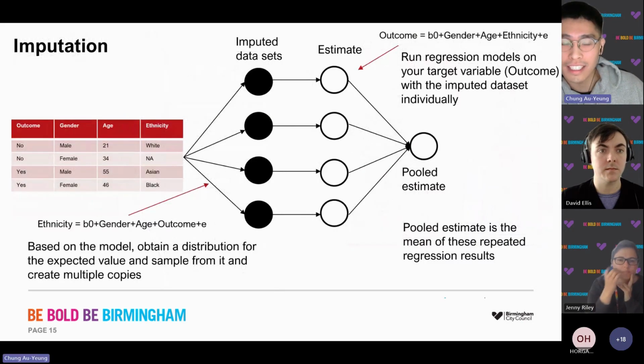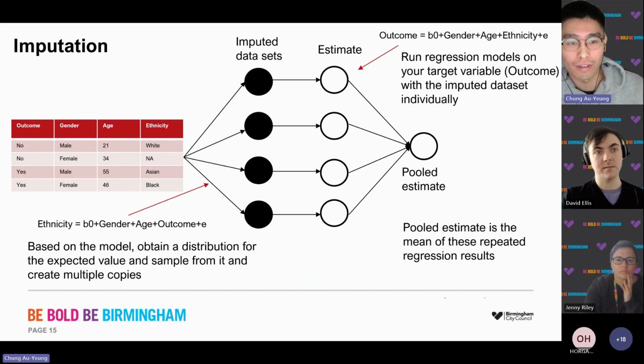The last method is imputation, also called multiple imputation. In simple terms, it is to use what you have in your datasets to predict what you do not have in your dataset. For example, we have a dataset, and obviously we have missing ethnicity. The way to predict and impute the missing ethnicity in this dataset is by employing a stochastic regression-based model. If what's missing is ethnicity, in the equation I've shown, ethnicity will be your left-hand side, and your right-hand side is the variables used to predict ethnicity, which are gender, age, and outcome.